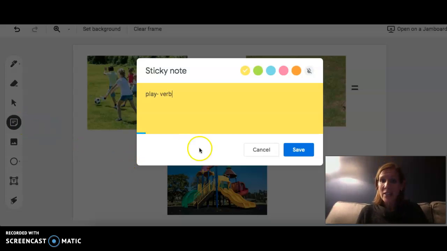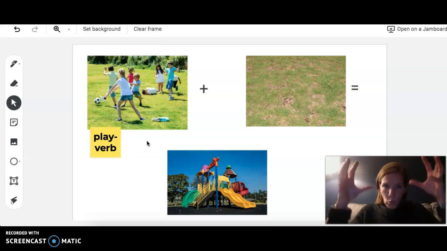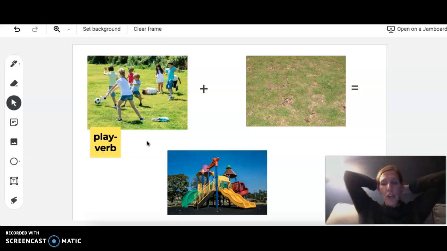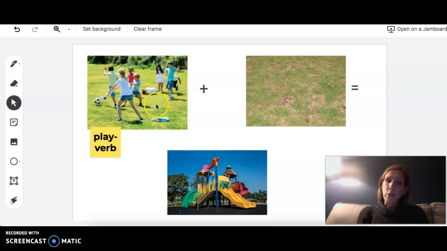It's an action. It's tricky to show an action word, isn't it? It's tricky to show it in a one-dimensional picture. A video, you could totally show action, but in a one-dimensional picture, it's tricky. But this is a verb. We're showing play. So play is a verb.